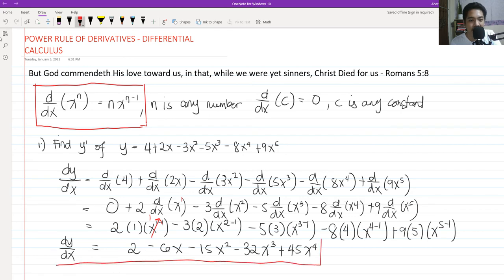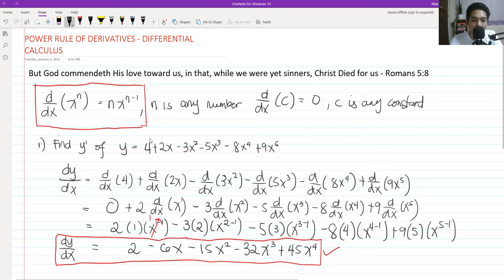So it's pretty easy, right? Just following the formula and knowing what is the value of n, then applying the formula, and we're good to go. Okay? So that is how we use the power formula.